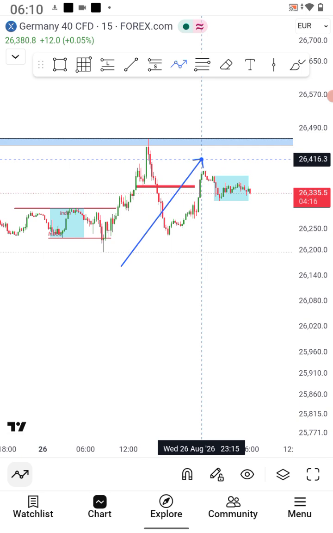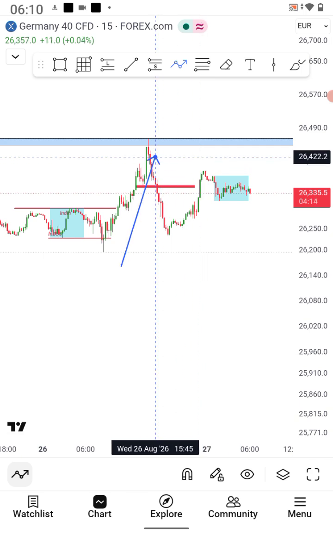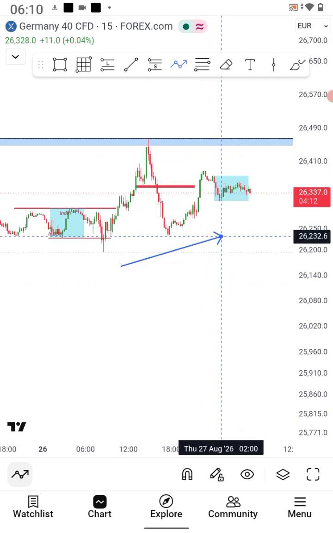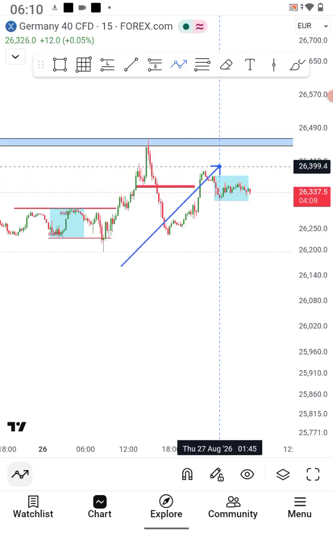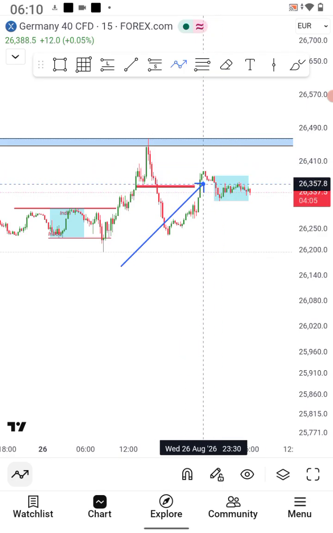For the market to come get to this other block and push back with impulse, they need to deceive people's highs, and the entry has to be around here.